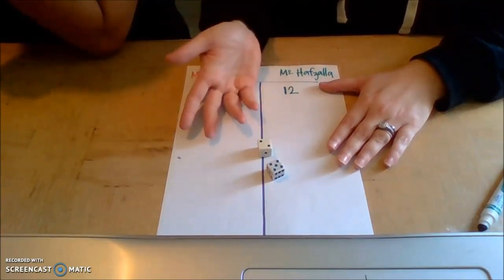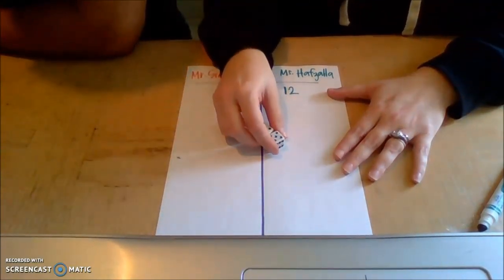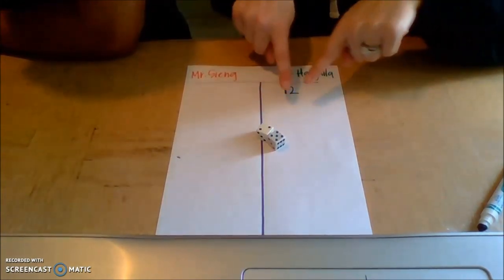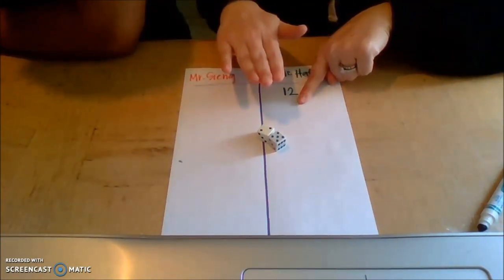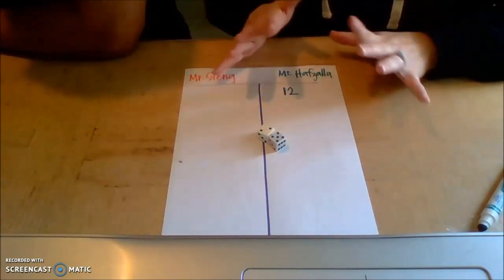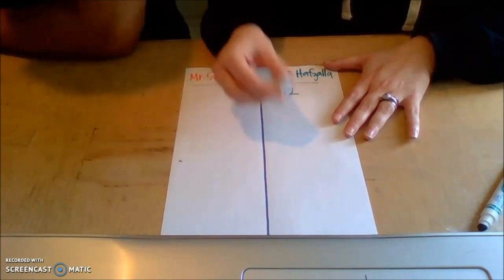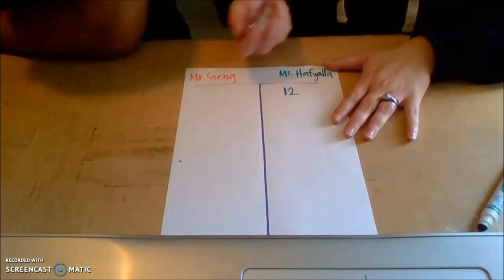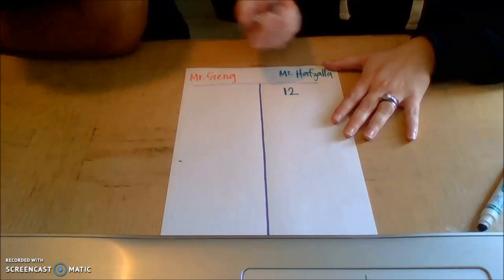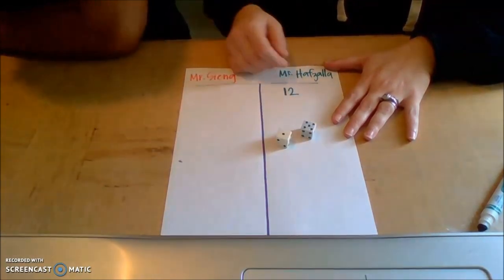5 times 2 is 10. 10 is an even number. I'm going to roll again. I'm going to be risky. So right now I have two choices. I can either put a 10 here, bank it, and leave it, then it's Mr. Singh's turn. Or I can decide, you know what? I'm going to be a little risky and roll again. I'm wondering, how likely is it that I roll another even product? Let's see.